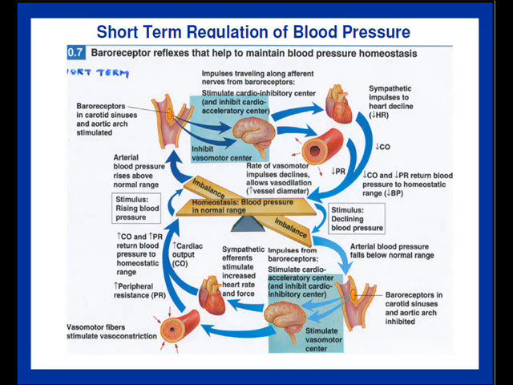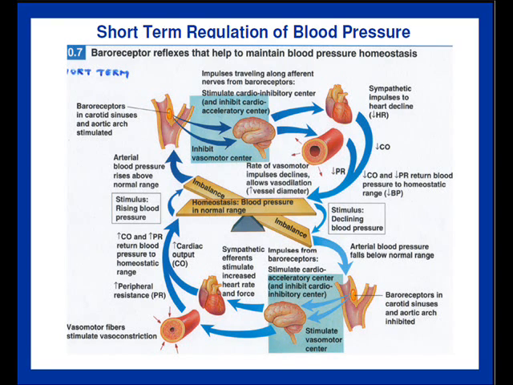Therefore, both of those will return the blood pressure to a homeostatic range. Because if you remember, mean arterial blood pressure equals cardiac output times total peripheral resistance. CO is just another way of writing cardiac output, right? I write it Q. So if you decrease Q, or cardiac output, and you decrease total peripheral resistance, you can decrease mean arterial blood pressure. Make sense? Fairly simple, right?